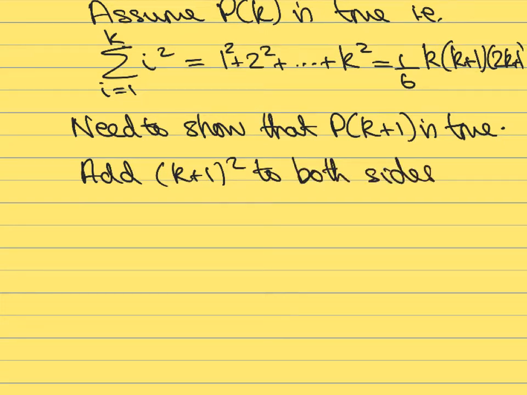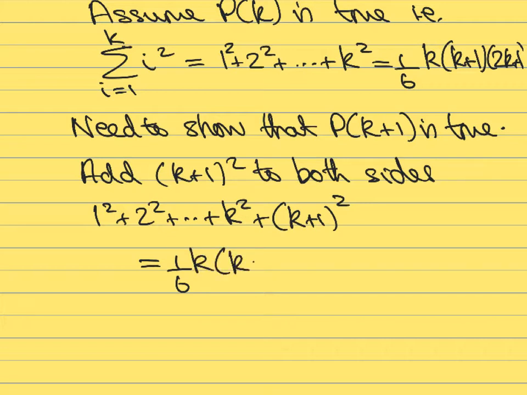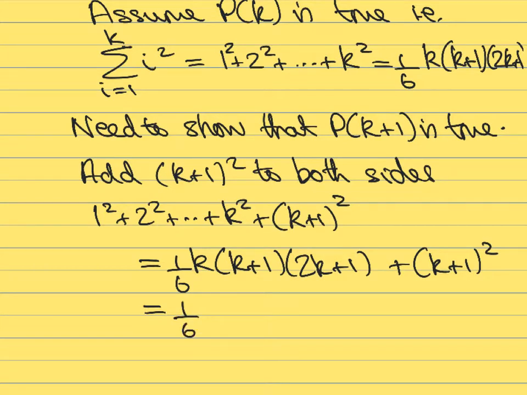And see what happens. If we take the left hand side and add k plus 1 squared, we've now got the sum of the first k plus 1 squares. Then do the same to the right hand side, just add on k plus 1 squared. And now we have to show this is equivalent to the formula with k replaced by k plus 1. So we need to do some algebra. If I take out a factor of one sixth k plus 1, I'm left with k times 2k plus 1, and then I've got 6 times k plus 1.